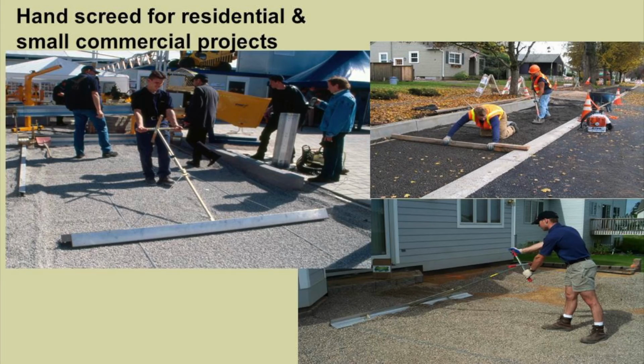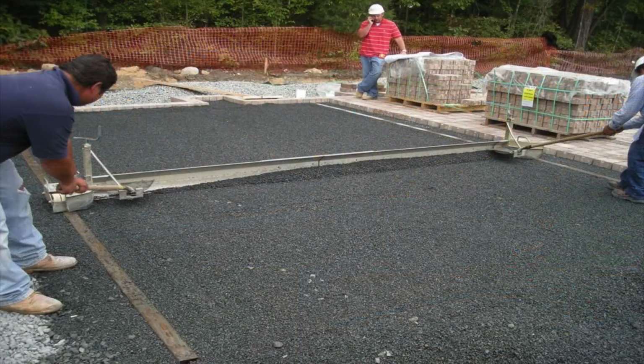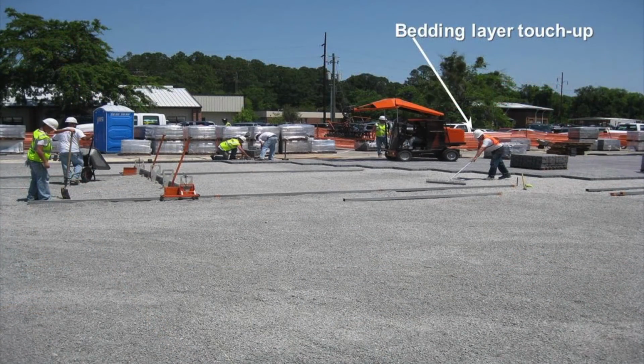But we're also seeing a lot of laser-guided equipment where they'll set up a laser transit and it will adjust the bucket to a certain depth. That makes parking lot installations a lot easier. But in smaller commercial applications, we'll see hand screeds. Larger ones, the larger you get, you'll see different types of screeding equipment to screed that base layer or that bedding layer. You go back in and infill.